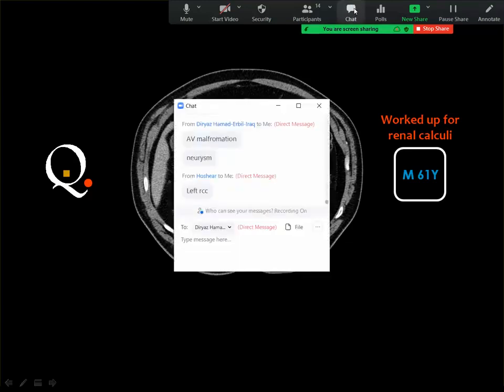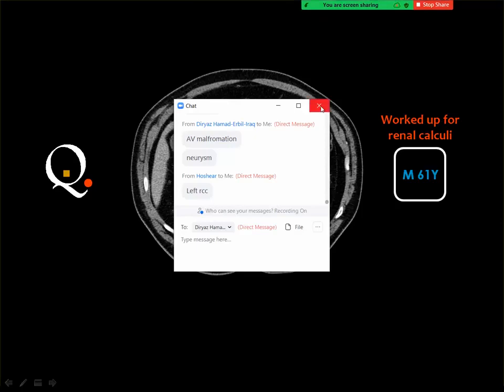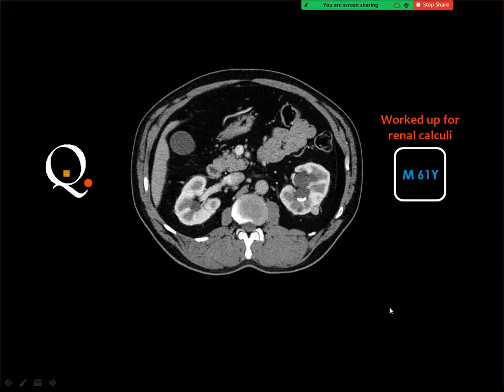Left renal cell carcinoma, very good. Actually, this is an important issue that there are calculi, of course, in the calyx, lower calyx of the left kidney. But what's very important is this one. This is the solid renal mass projecting beyond the renal contour, which is a renal cell carcinoma.